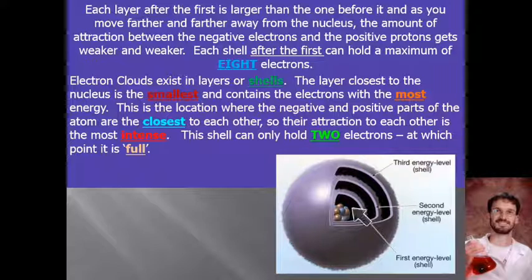But every time you move away from the nucleus, you start in the middle at this first shell, you move to the second shell, and then the third shell. Every step you take away, there's less energy involved because the negative electrons are further away from the positive nucleus. So there's less of an attraction force there. So the ones out here are held the most weakly to the atom.